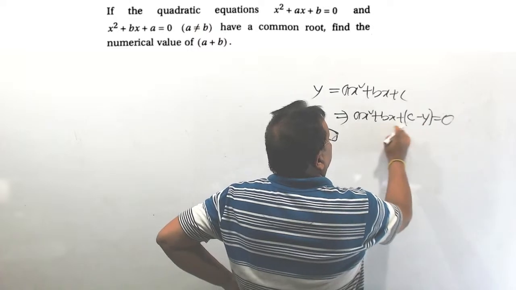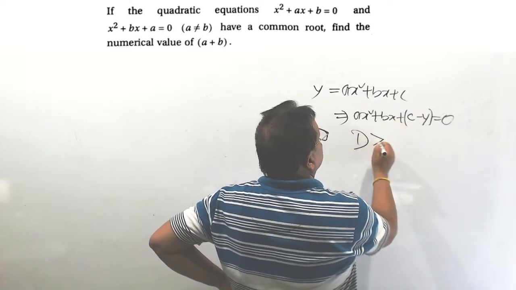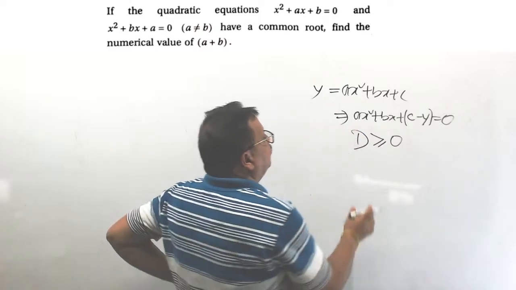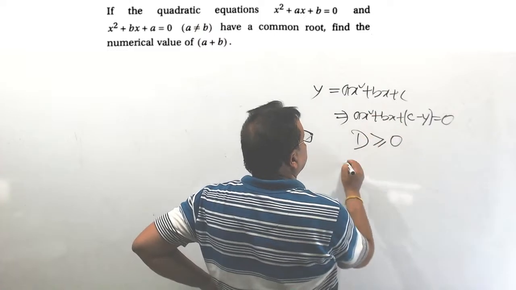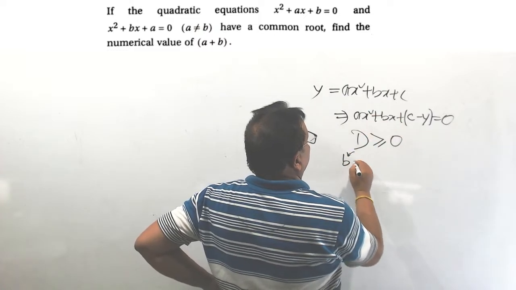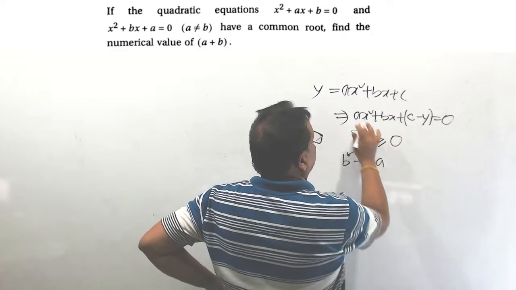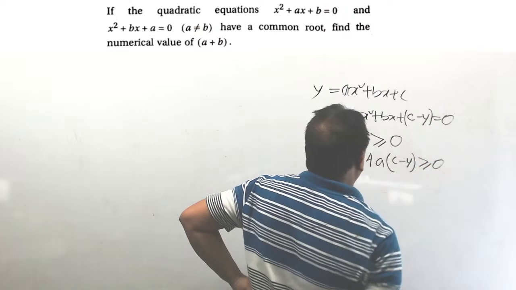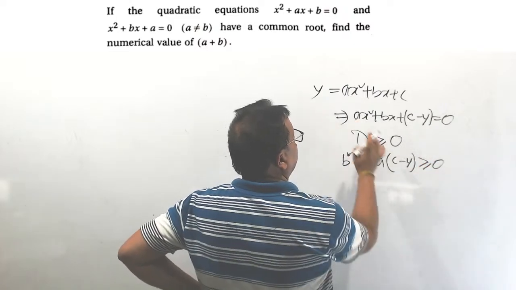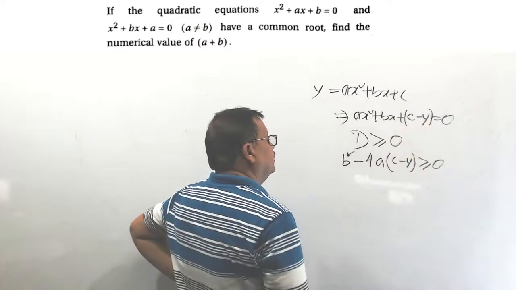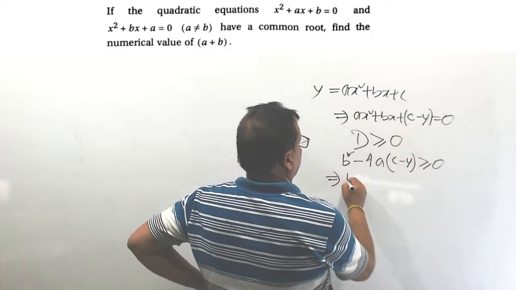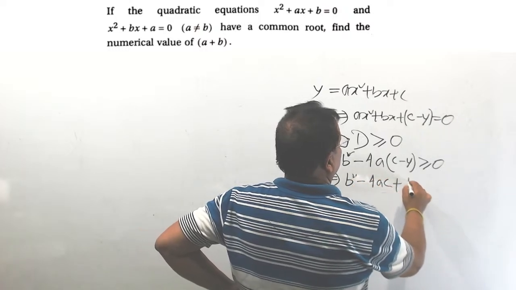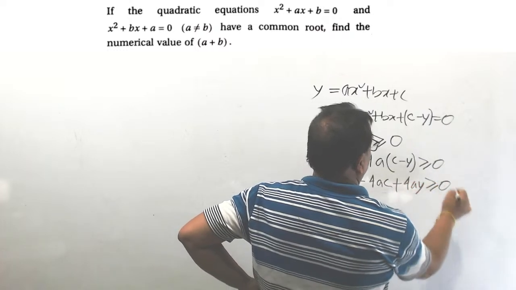So for real values of x, the discriminant is always greater than or equal to 0, isn't it? Now what is it? b square minus 4 into a into c, where c means c minus y, greater than or equal to 0. Again, b square minus 4a into c minus y greater than or equal to 0. This implies b square minus 4ac plus 4ay greater than or equal to 0. Understood?